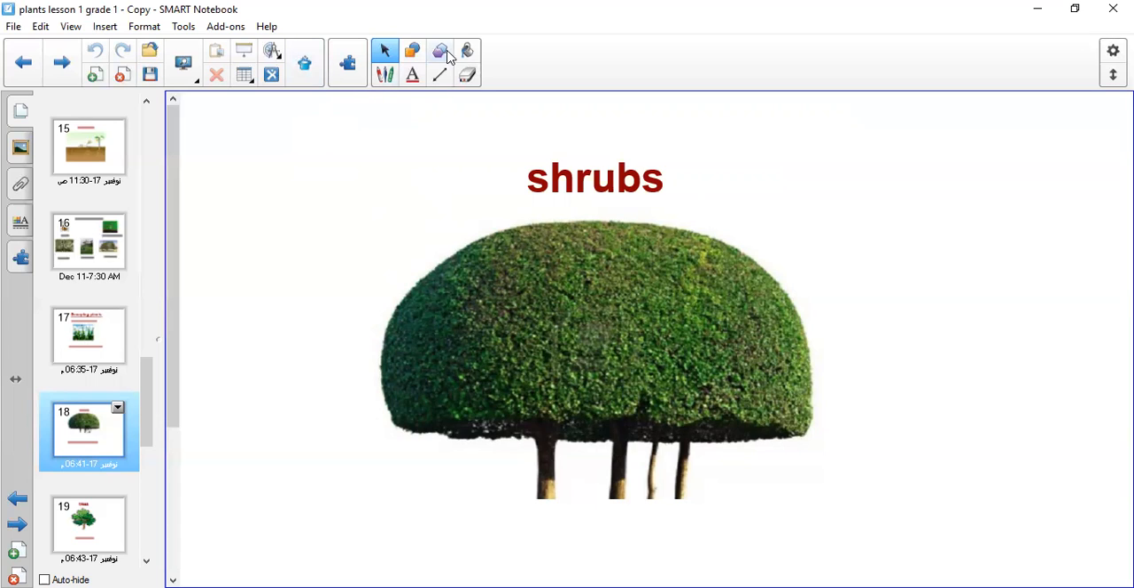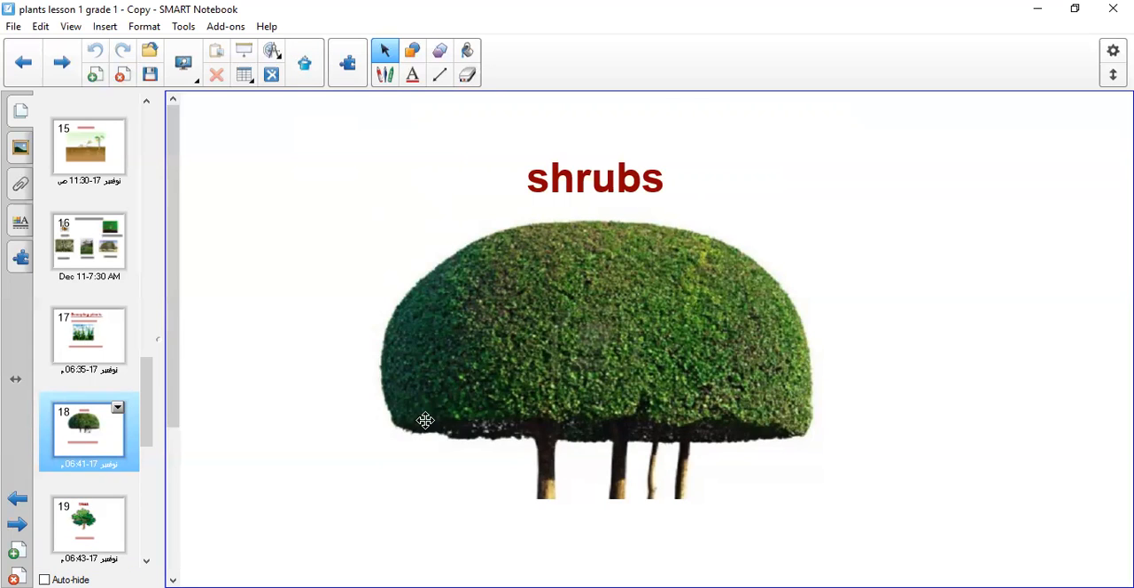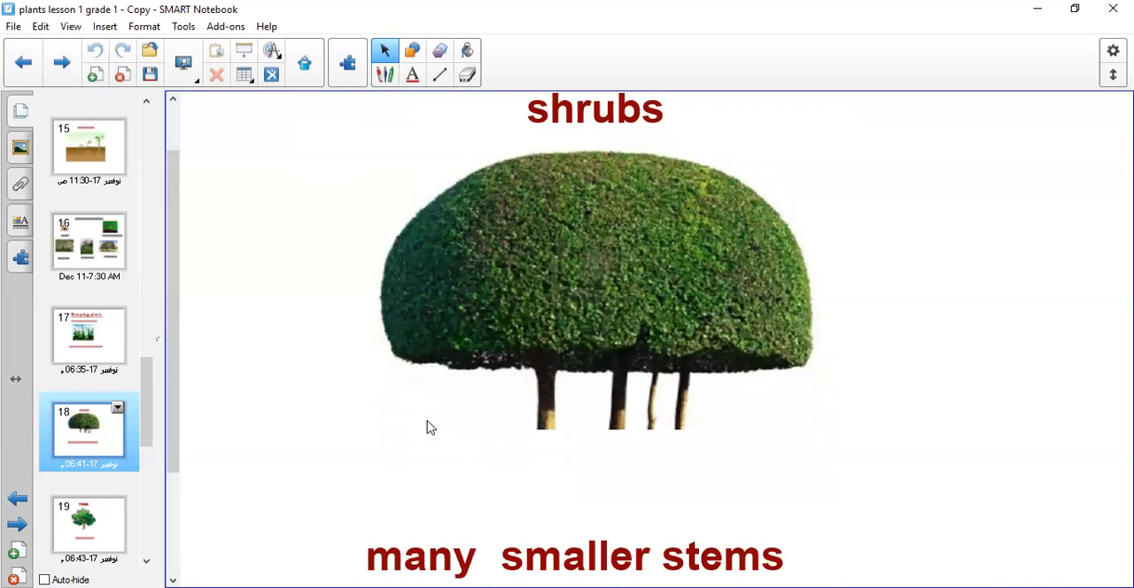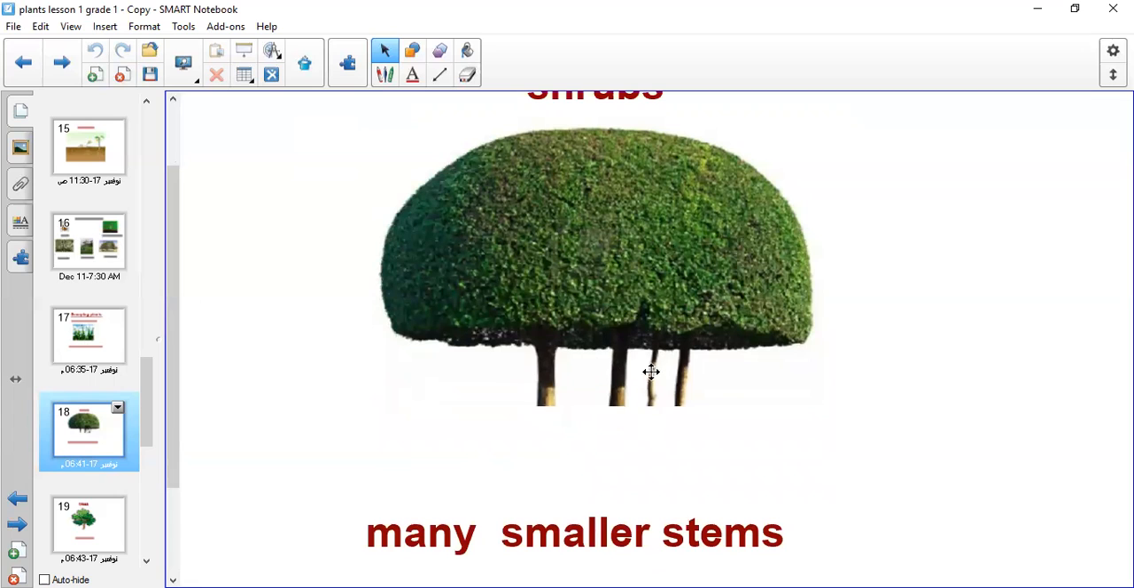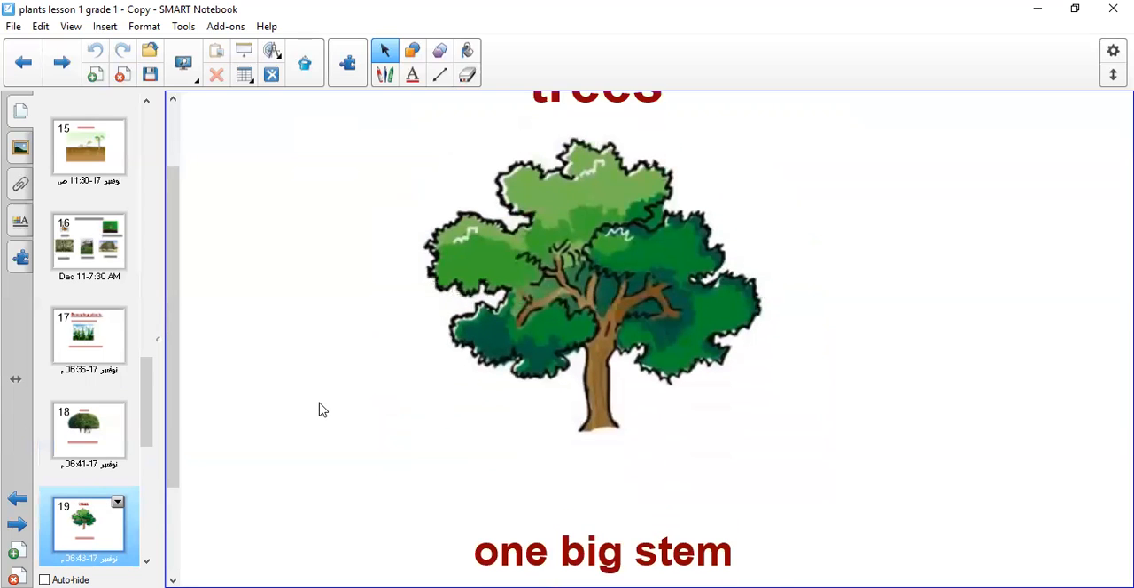But if you look at the shrub and you look here at the tree, you will find that shrubs have many smaller stems. Many stems, beside each other. And if you look at the tree, you will find that the tree has one big stem.